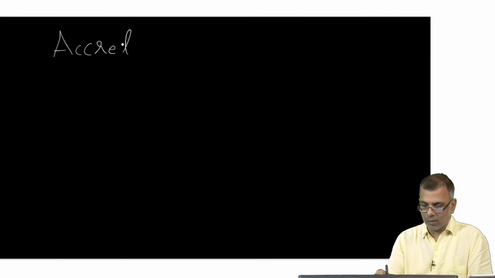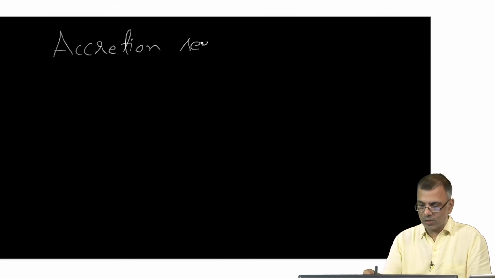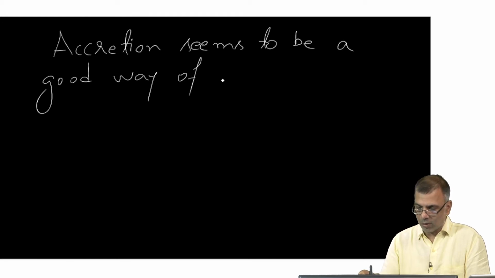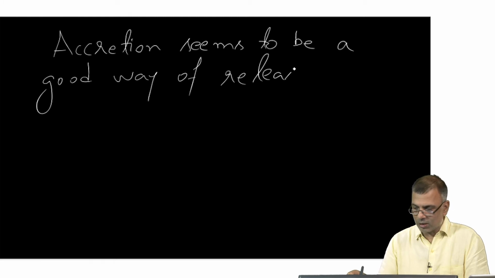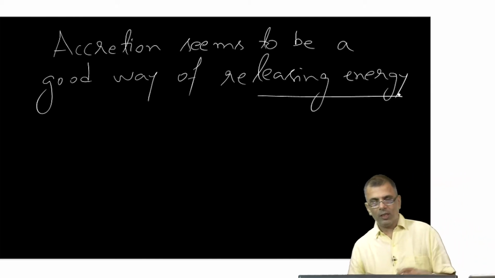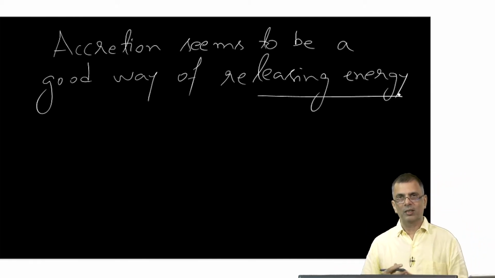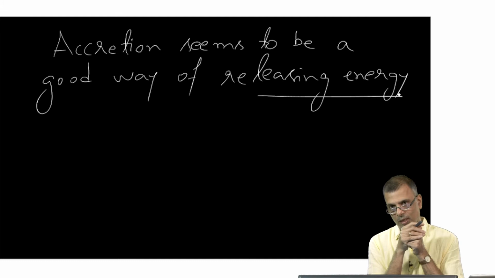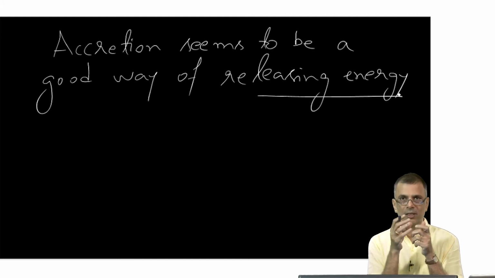The reason we are interested in accretion is that accretion seems to be a good way of releasing energy. What do I mean by this? The kinds of objects this paradigm is applied to are often called active galactic nuclei. These are objects that are sitting at the centers of certain kinds of galaxies, hence the name nucleus.